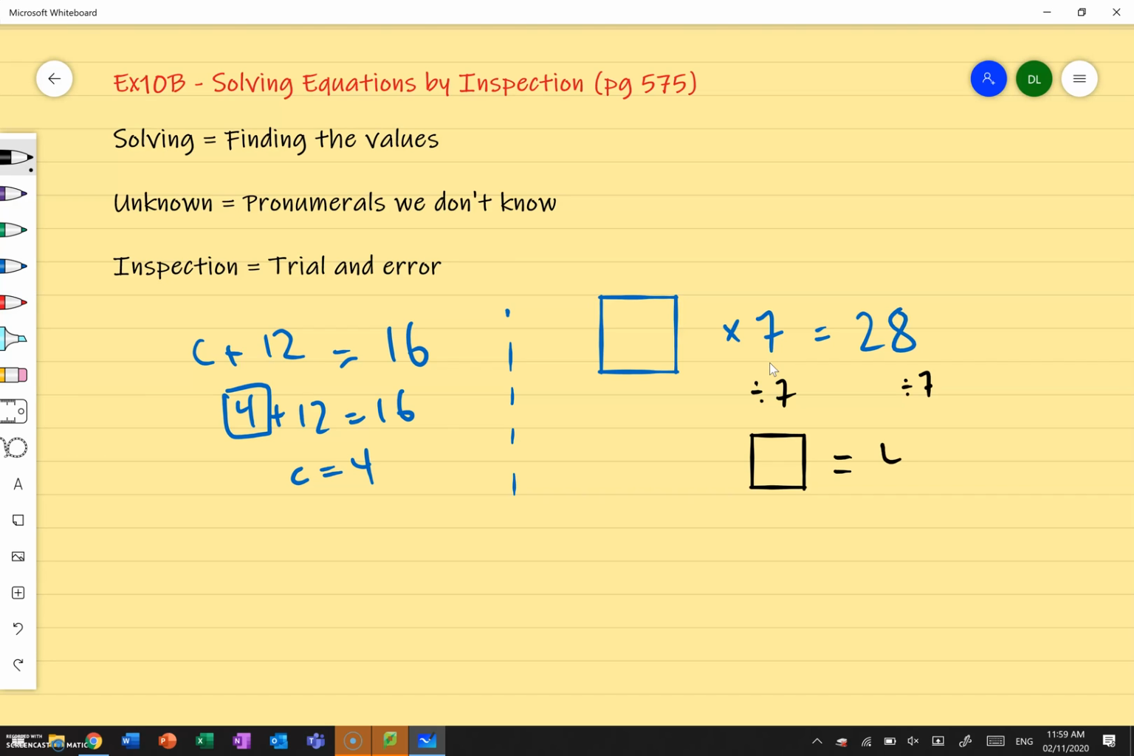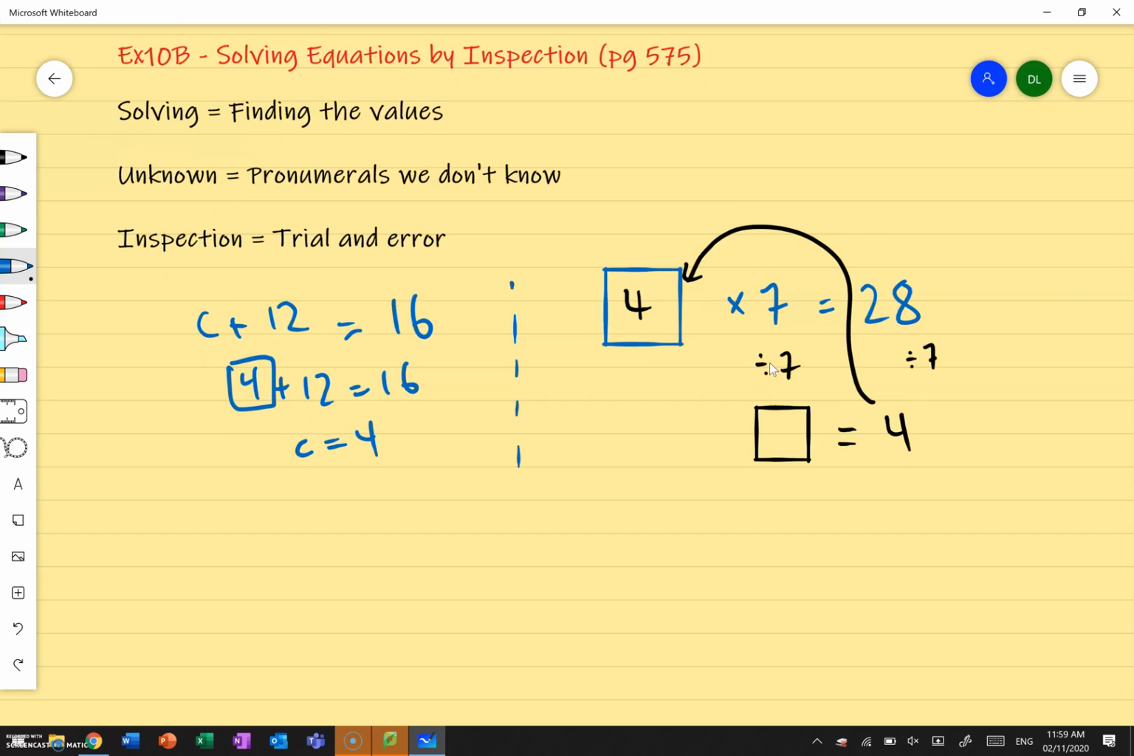4. Perfect. Now, if I put that back into this box over here, and I write 4, does 4 times 7 equal 28? Yeah. Perfect. So it's the idea of going back and making sure that what you figured out, what you've said, actually makes sense.